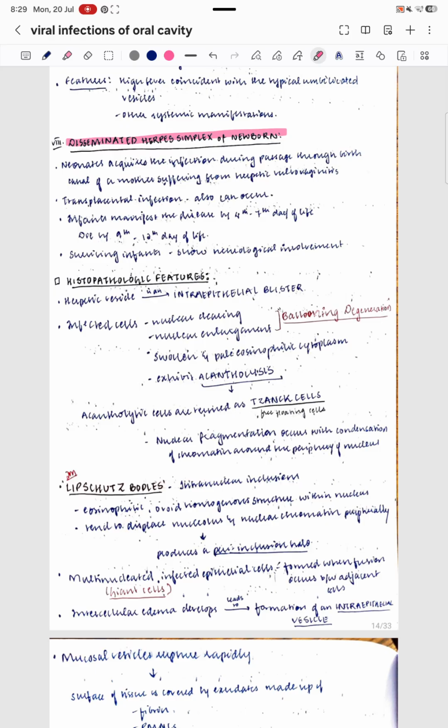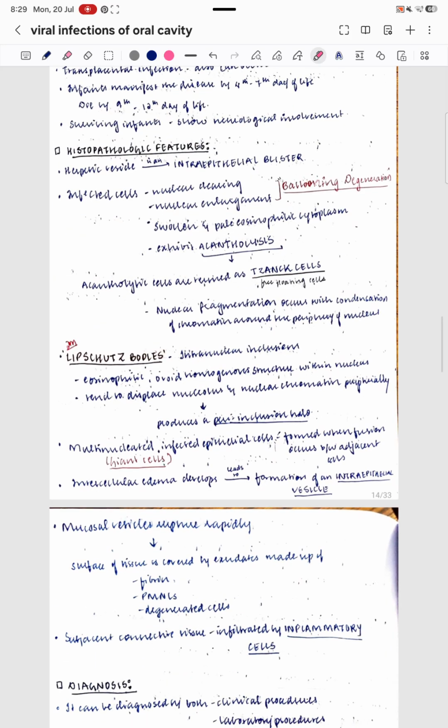These cells, which are basically infected, show nuclear clearing, enlargement, and eosinophilic cytoplasm. Okay, now then you see ballooning degeneration. Then acantholytic cells are termed as Zang cells, as I told you. There is nuclear fragmentation. Okay, then there is also something called Lipscomb's bodies.